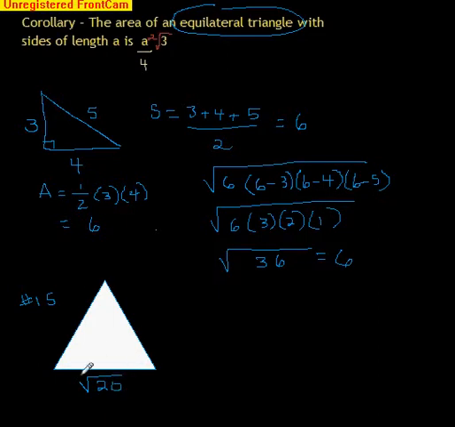We can find the area of an equilateral triangle by just putting it into this formula right here. So we have the square root of 20.